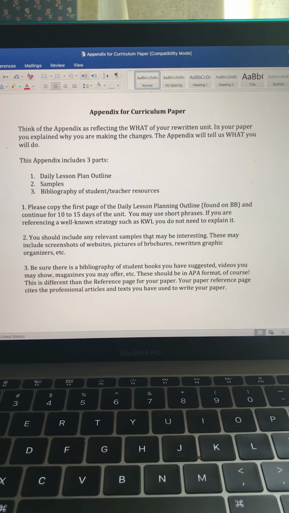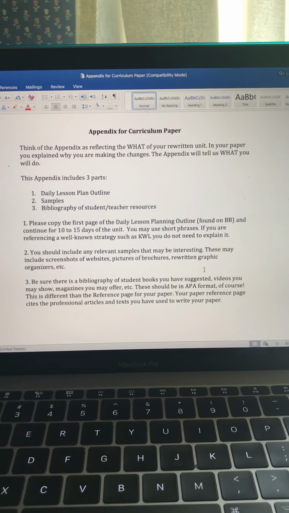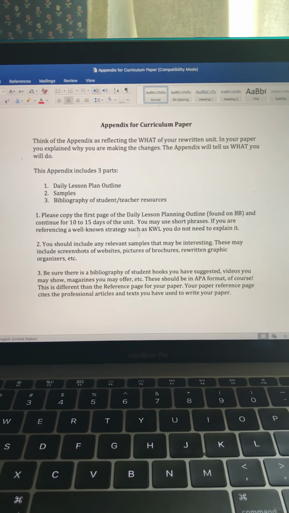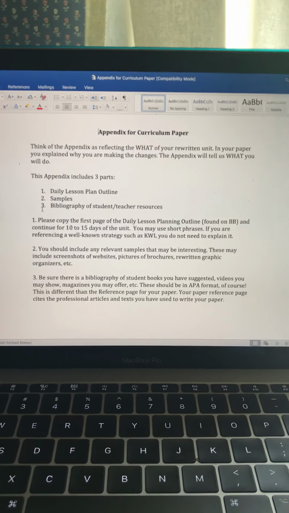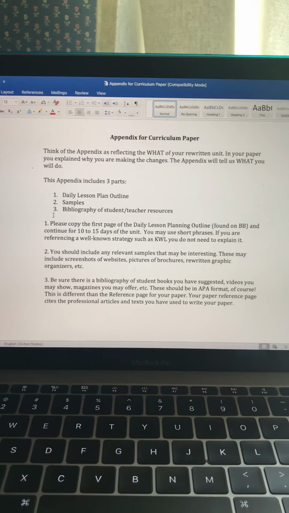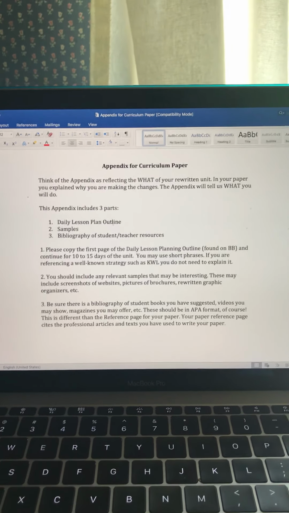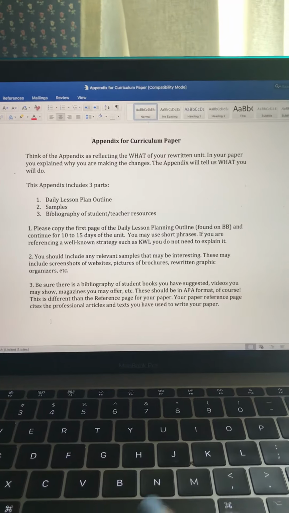You could have graphic organizers, any kind of handouts that you would include within this curriculum unit. But again, if you're using books or other resources, please do include a bibliography. So lesson plans, samples, and bibliography is in the appendix.